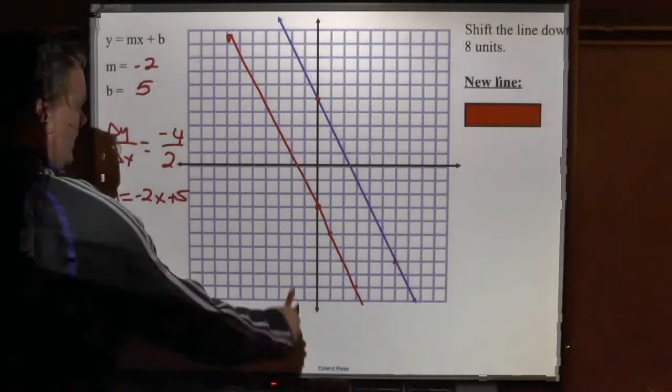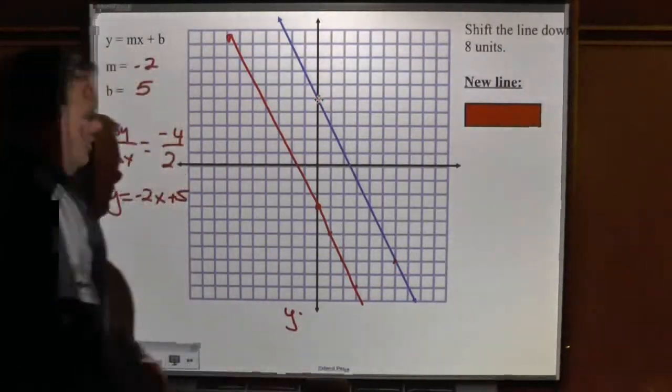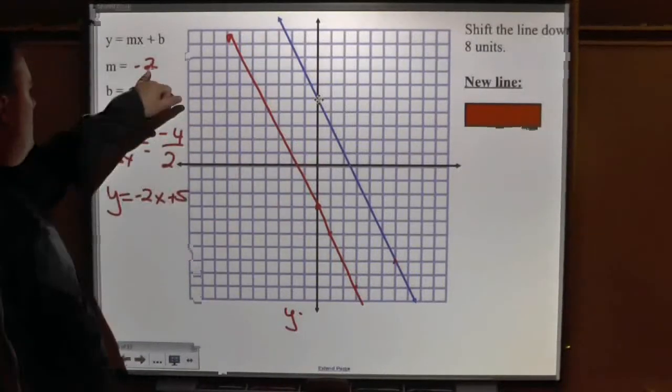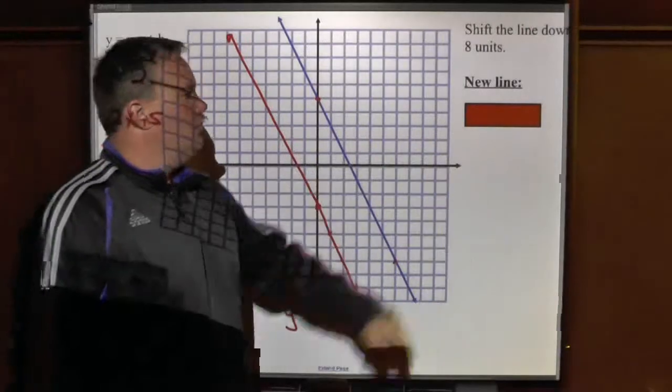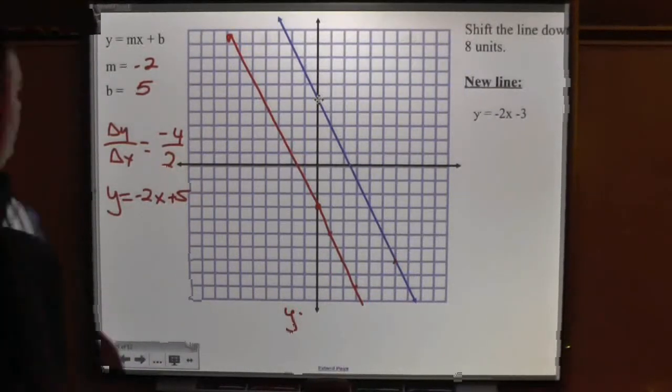Well, this line now, as you look at it, we have a y-intercept of -3 with the same slope of -2. So the new line is y is equal to -2x minus 3. You can do that just using the graph.